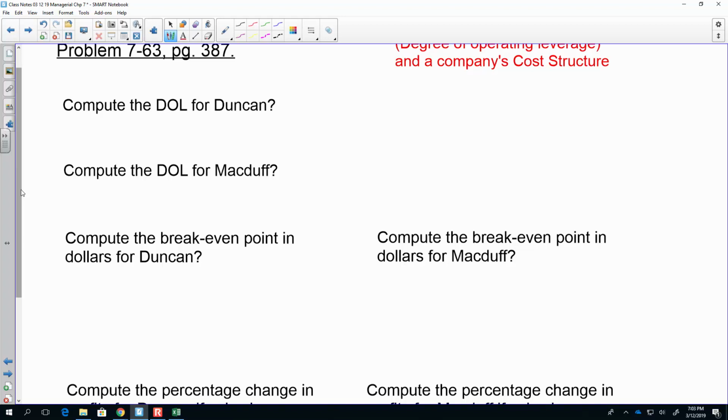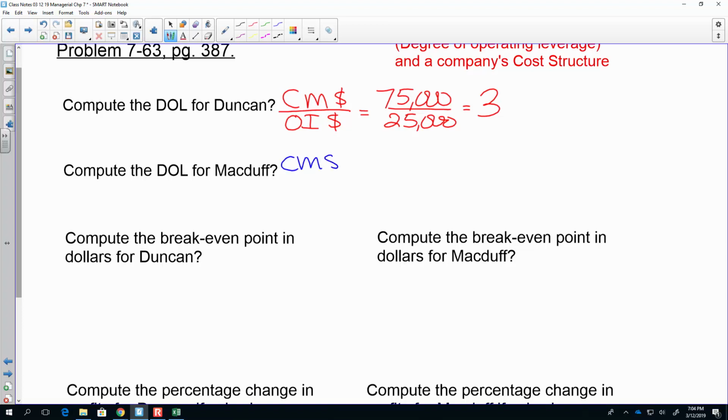So let's start with Duncan. To figure out the DOL, it's contribution margin in dollars divided by operating income in dollars. $75 over 25 gives me what for the DOL? 3. McDuff, do the same thing. I'll do this in blue. Contribution margin in dollars over the operating income in dollars. What's the margin, 225? 225, yeah. Over 25 is what? 9.